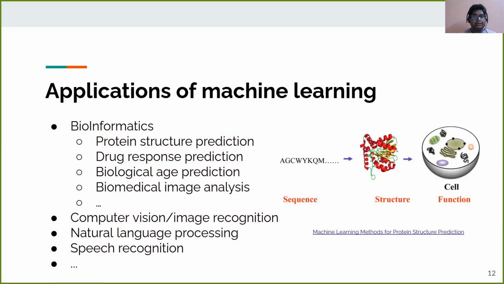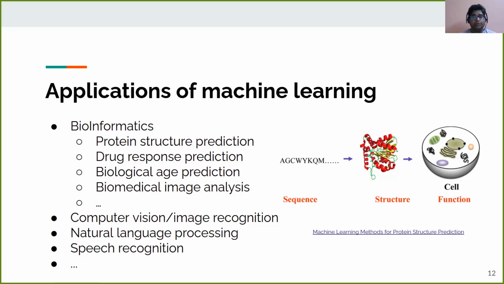Now, as a last slide, we will discuss briefly different applications of machine learning. As we learned in the first slide, machine learning works on a wide variety of data sets. In bioinformatics, it finds its use for protein structure prediction. We see in the image that we have one protein sequence and this forms a structure which defines its functions.